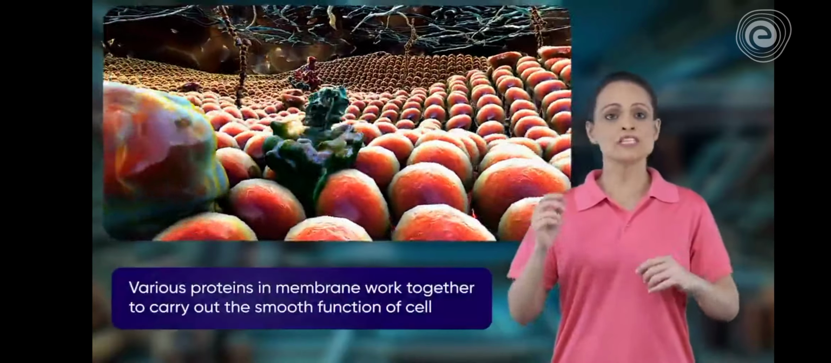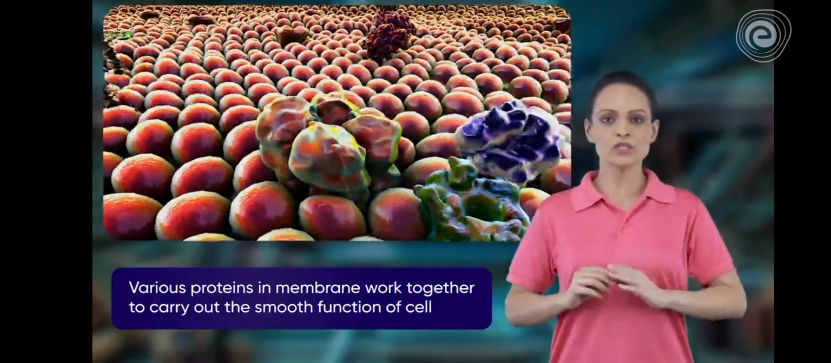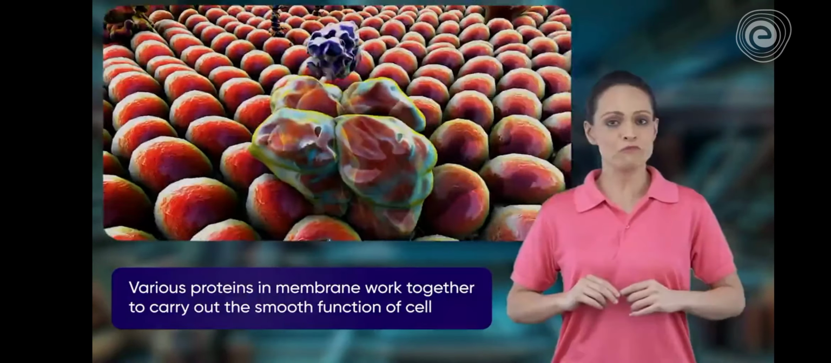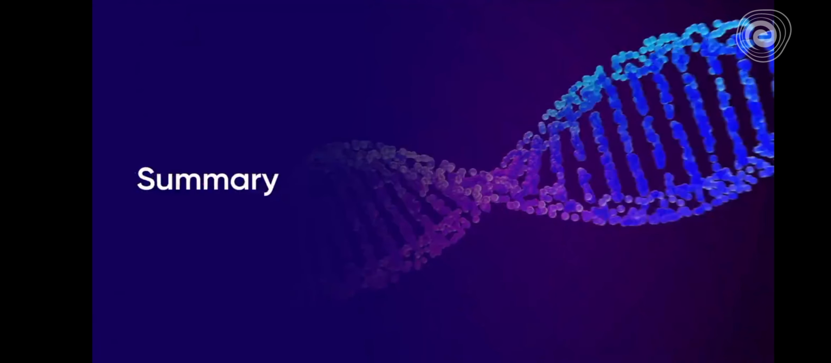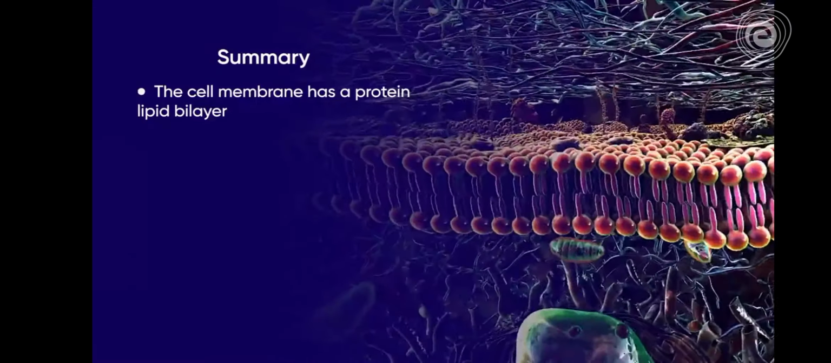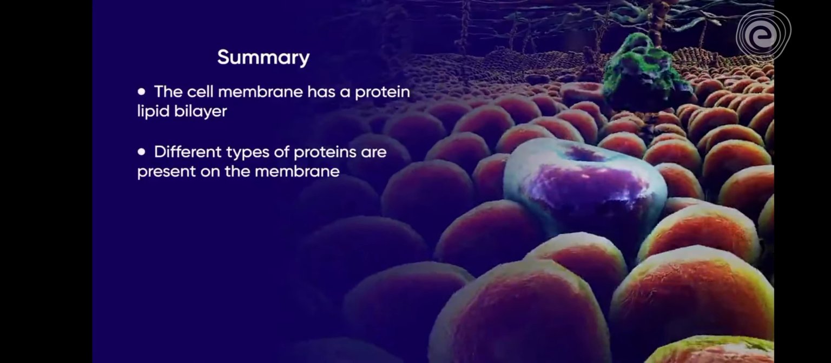As the receptor discharges the hormone, the transmembrane pore reorients to its original state. So, further entry of molecules in the cell stops. To summarize, we can say that the cell membrane has a protein-lipid bilayer. Different types of proteins are present on the membrane.